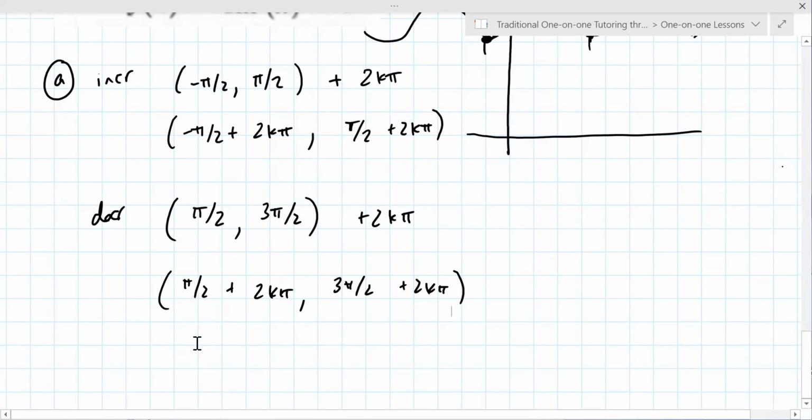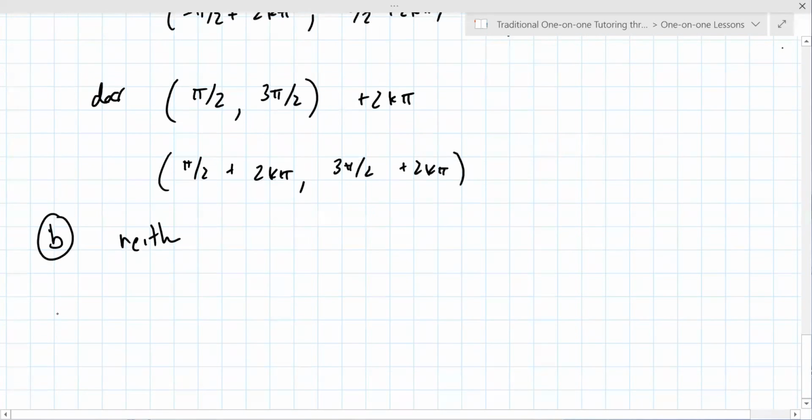All right. B, this one is even, and that's because it's the same. No, it's not even. This one is neither. We shouldn't talk about that. Okay. C is the extrema.